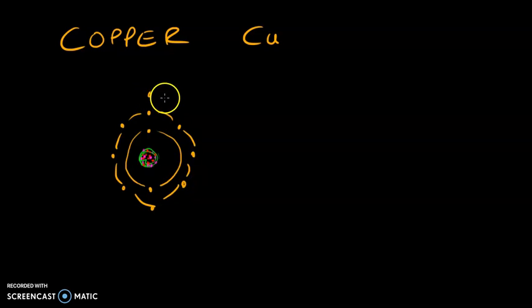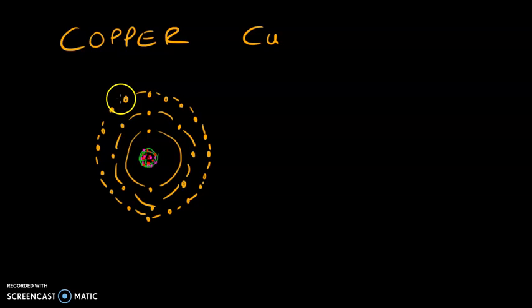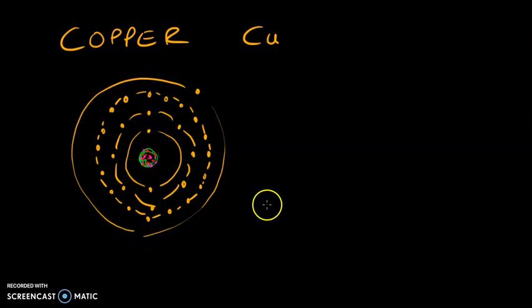And then our final one has got 18. 1, 2, 3, 4, 5, 6, 7, 8, 9, 10, 11, 12, 13, 14, 15, 16, 17, 18. It's the best I've done so far. Okay, so the next shell, sorry, this is not the outer one, but the next shell has got 18. And then we've got one further shell, which has got 1 electron orbiting all on its own.